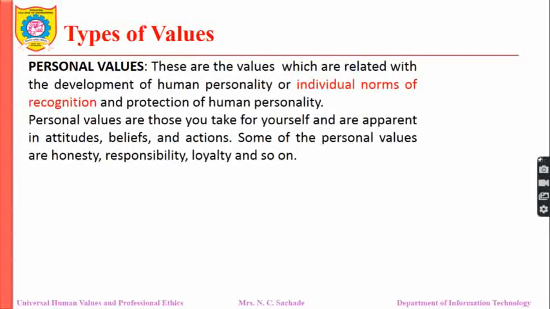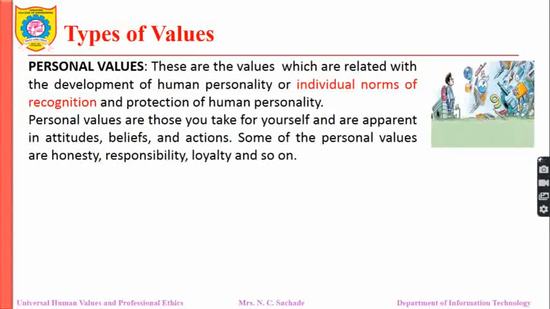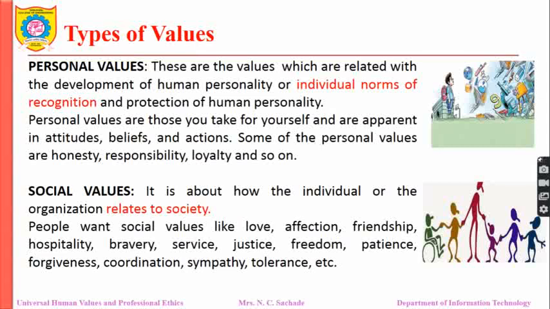Personal values. These are the values which are related with the development of human personality or individual norms of recognition and protection of human personality. So respect, honesty, responsibility, these are personal values which I have, for example. So personal values are those that you take for yourself and are apparent in attitude, belief, and action, as we discussed. The next set of values are social values. It is about how the individual or the organization relates to society. People want social values like love, affection, friendship, hospitality, bravery, service, justice, freedom, patience, forgiveness, coordination, sympathy, tolerance, etc.